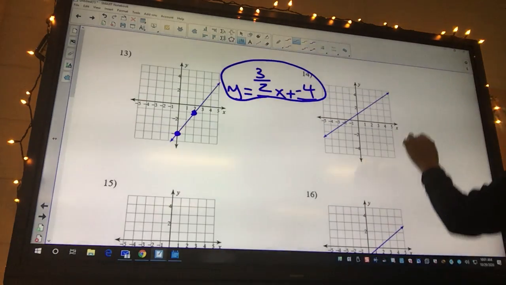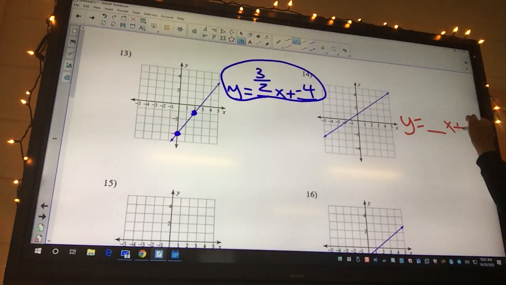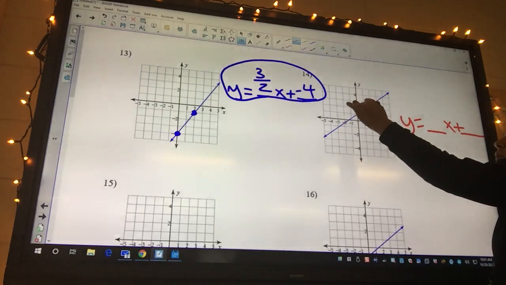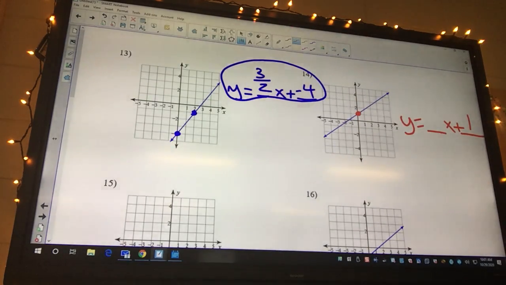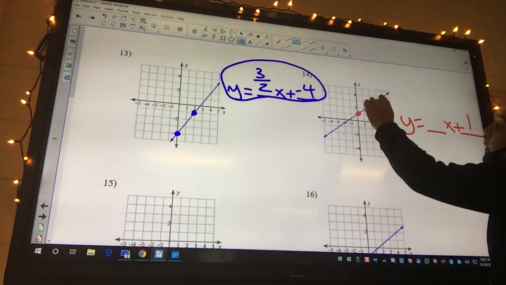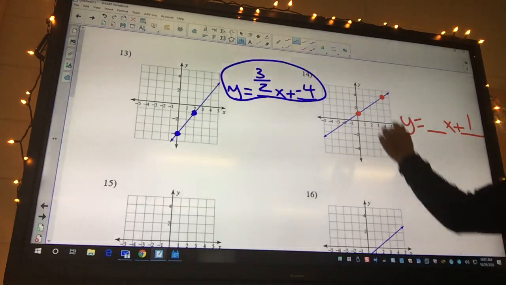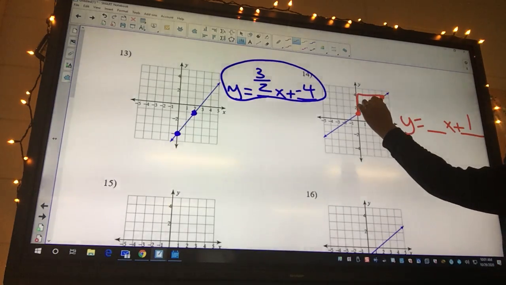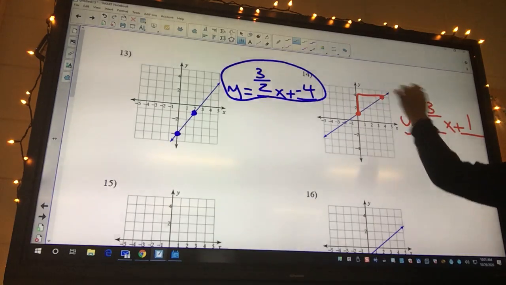Okay, so this one we got y equals blank x plus blank. Okay, what's my y-intercept? It's at 1. And my other point is going to be at 4 over 4. So I'm going to have to rise 1, 2, 3 and go over 1, 2, 3, 4.